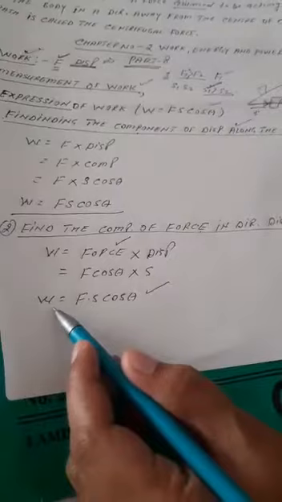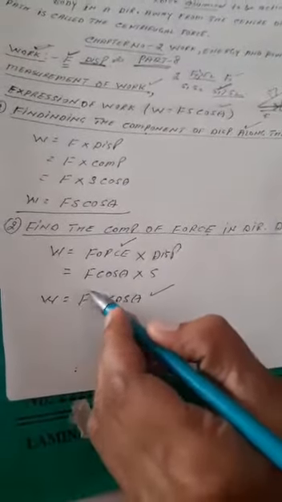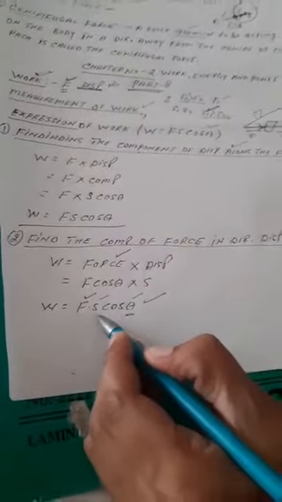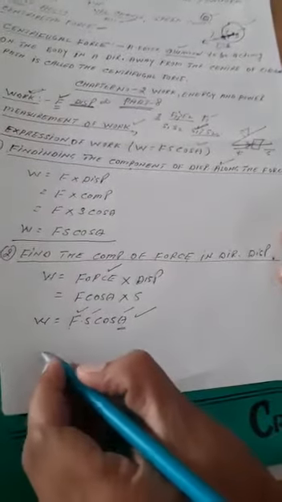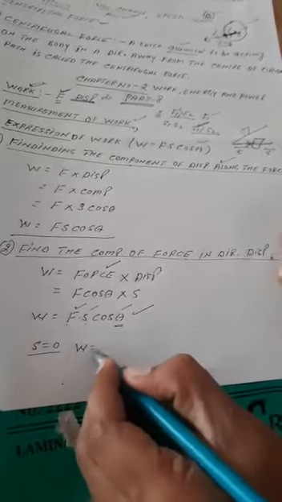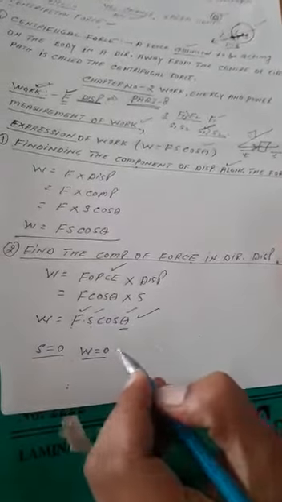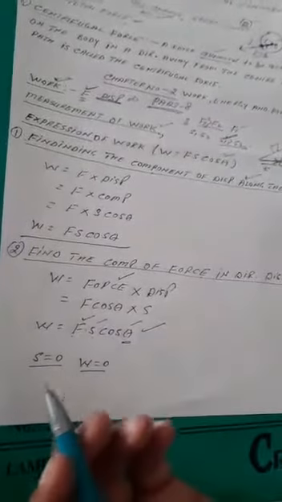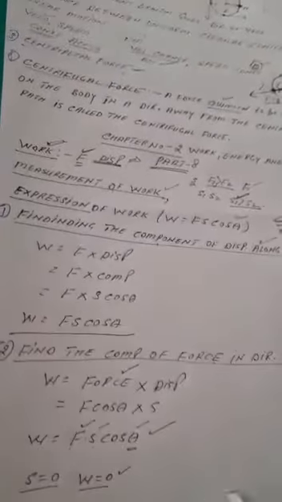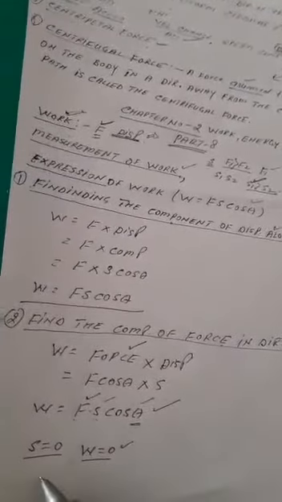From this relation, you know work done depends upon force, displacement and theta. Theta is the angle between force and displacement. If displacement is 0, then work done will also be 0. For example, if you push a wall and the wall is not getting displaced, in that case work done will be 0. And the second thing is work done depends upon theta.